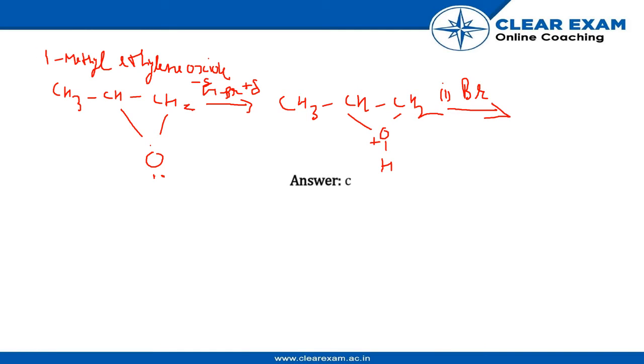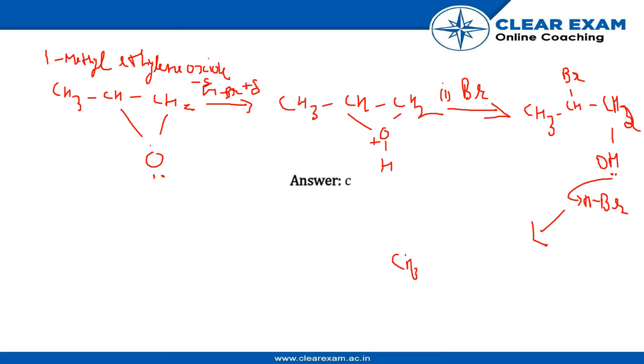And then after that, when we react with Br, it would be CH3 CH Br and then CH3, it would be 2, and then an OH, and this lone pair goes to the HBr.